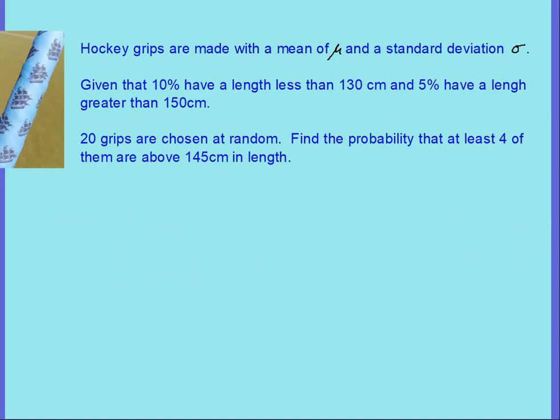Okay, I think I've got one more. Yeah, best sport in the world, hockey. Look at that grip, it's our school grip. Now, so hockey grips are made with a mean of mu and standard deviation. Wow, we don't know either. So let's start off by defining a random variable. So let x be the random variable length of grip.